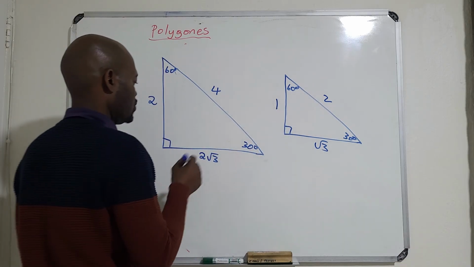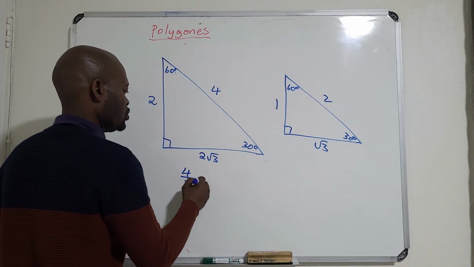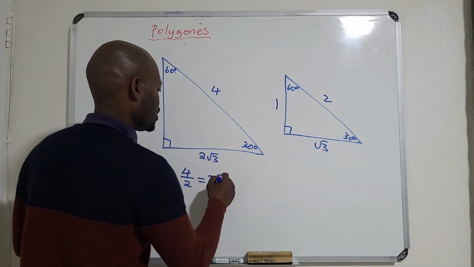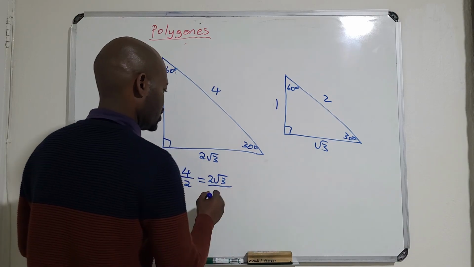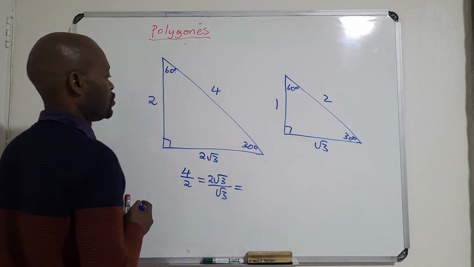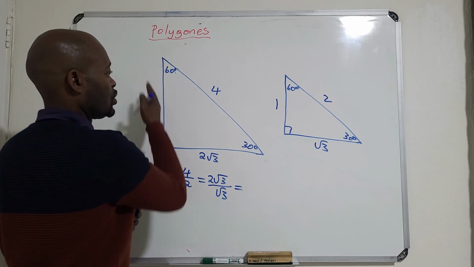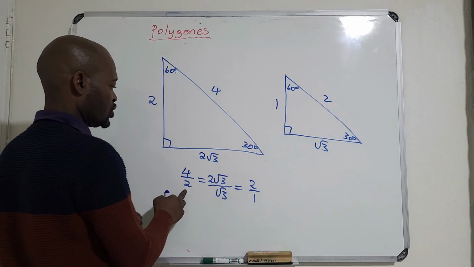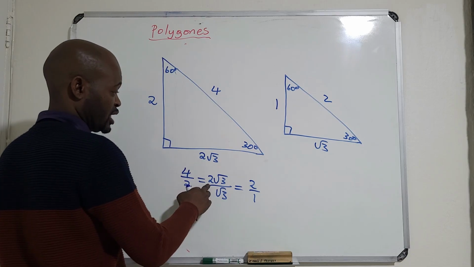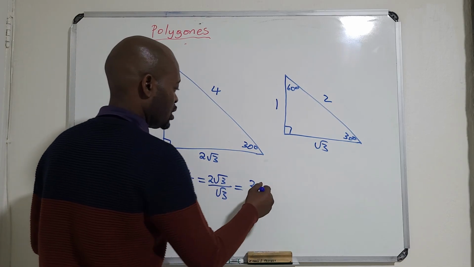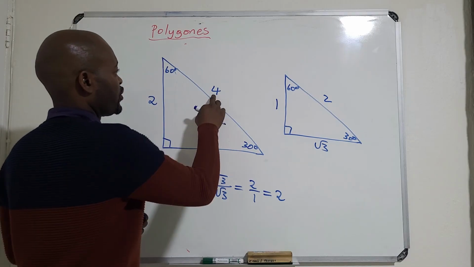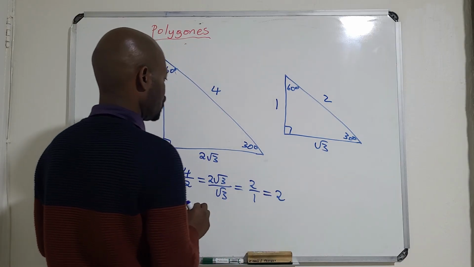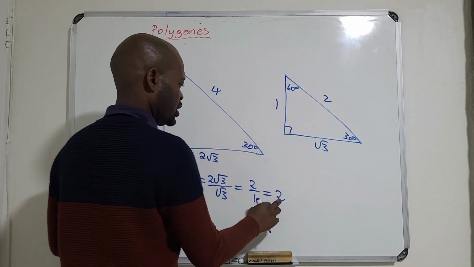This over that, which is 4 over 2, is equals to 2 root 3 over root 3, which is equals to this side, 2 over 1. 4 divided by 2 is 2. This will cancel. We're going to get 2. 2 divided by 1 is 2. Therefore, this over this is 2. This over that, it's still 2. This over that, it's 2.